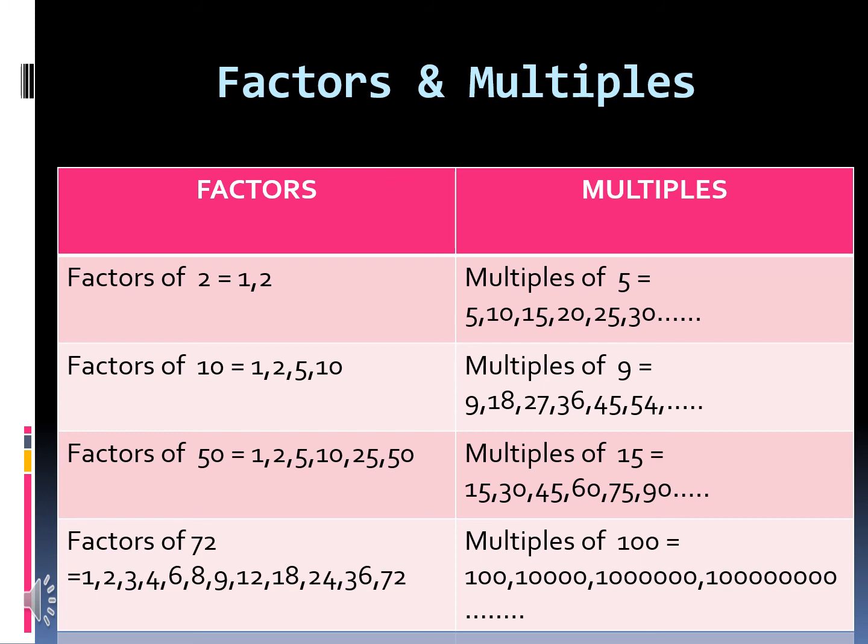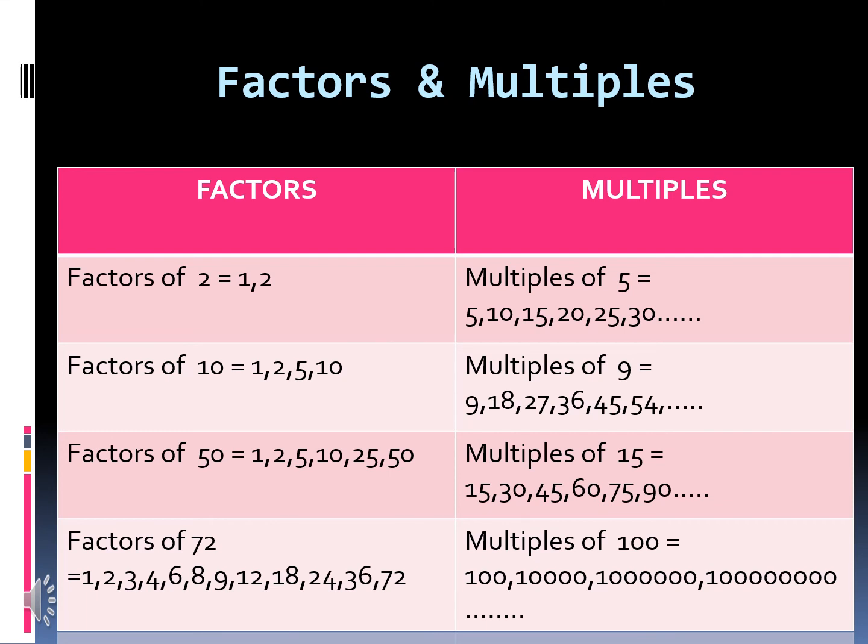Factors of 2 are 1 and 2, and multiples of 5 are 5, 10, 15, 20, 25, 30, right? So move on to the next example. Factors of 10: 1, 2, 5 and 10. Factors of 50: 1, 2, 5, 10, 25, 50. Factors of 72 we just studied: 1, 2, 3, 4, 6, 8, 9, 12, 18, 24, 36 and 72. Now if you see, the common factor in all these numbers is 1. 1 is a factor of all the numbers, right?